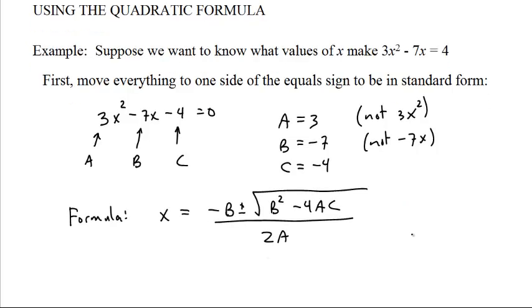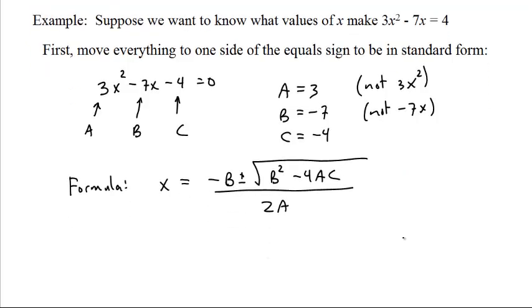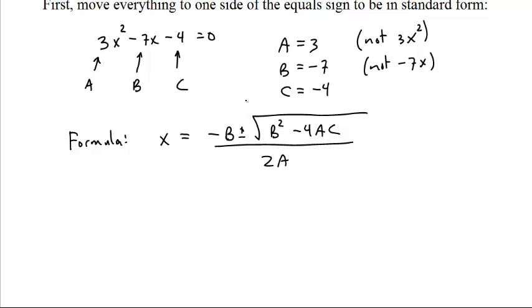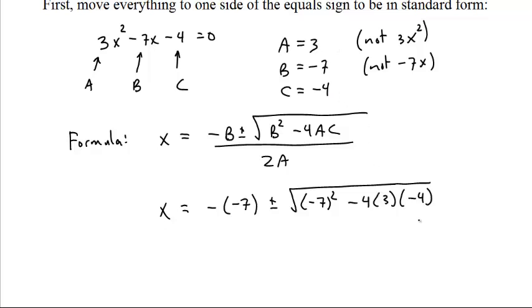Now, the formula that we arrived at in the last video is x is negative b plus or minus the square root of b squared minus 4ac over 2a. So in this particular case, x is negative b, which is negative 7, plus or minus the square root of b squared, which is negative 7 squared, minus 4 times a times c, 4 times 3 times negative 4. And that whole thing is over 2a, which is 2 times 3.